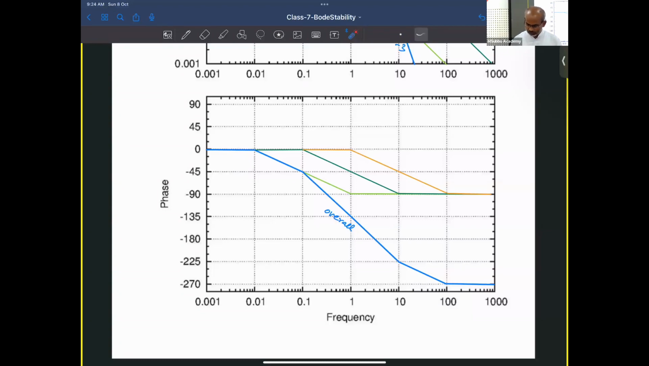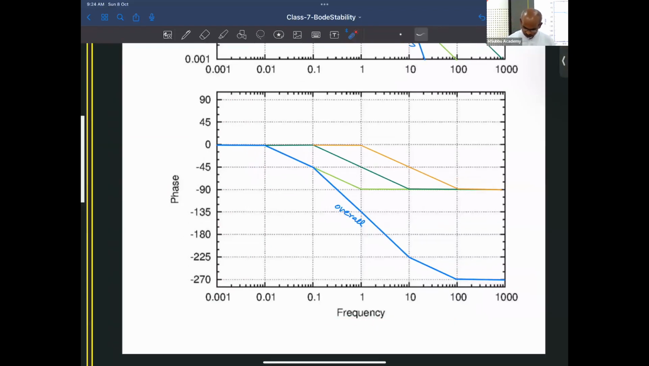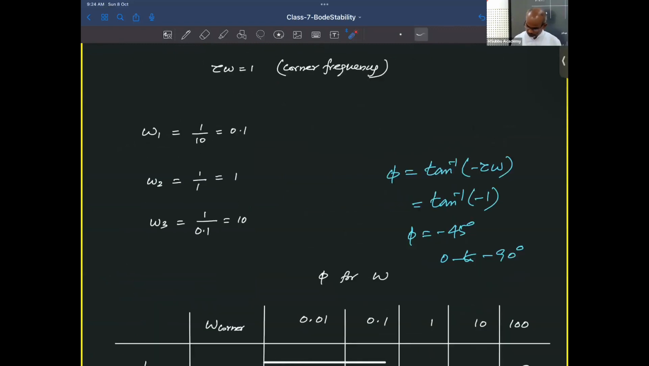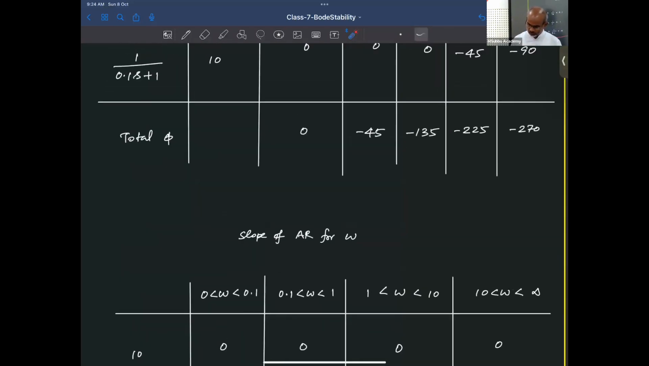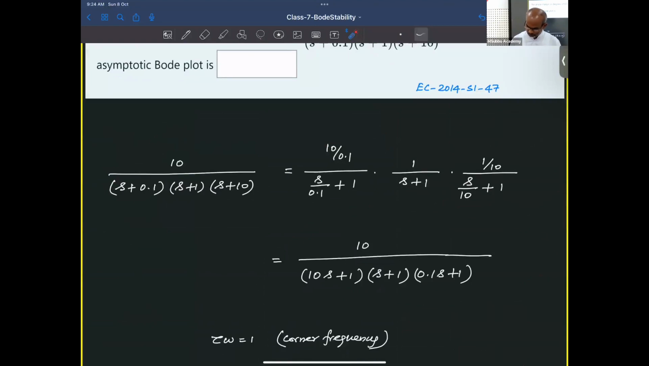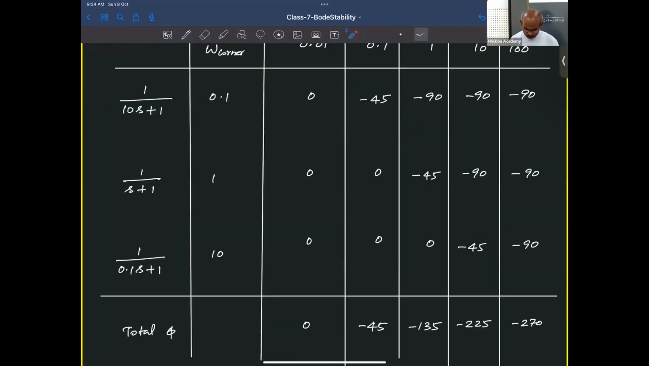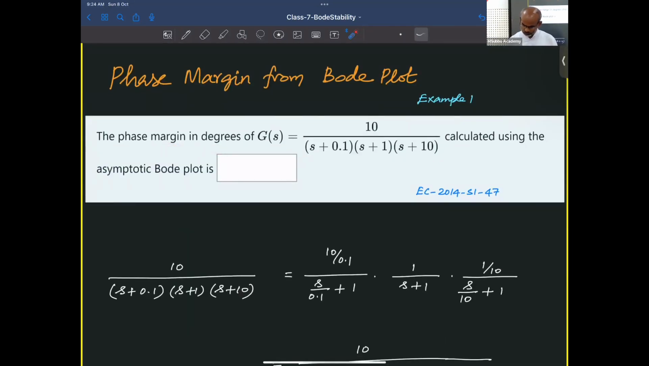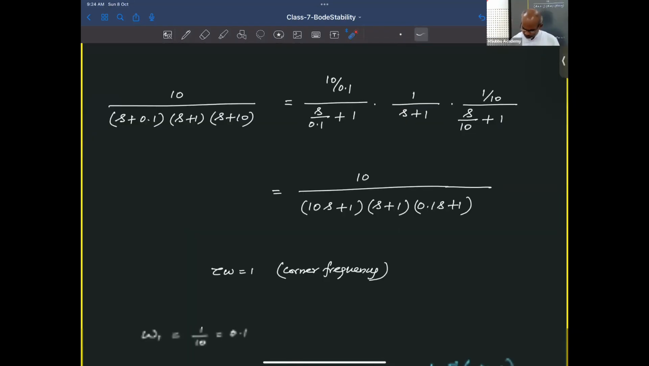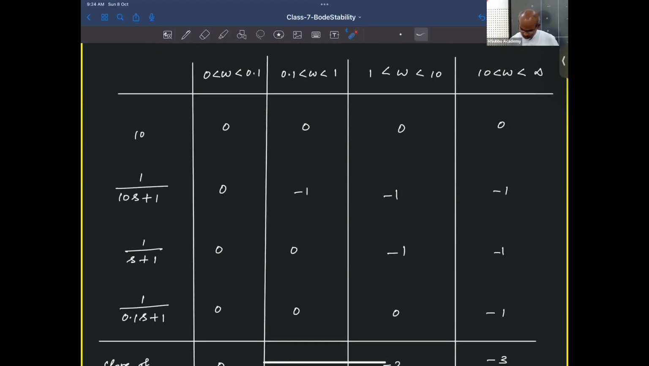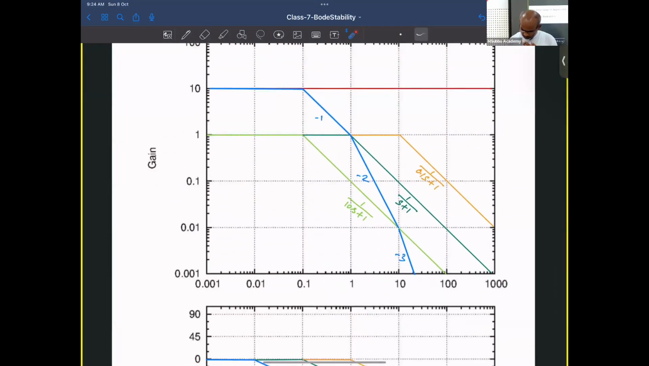So this phase plot you can simply draw using the slope. Of course, this axis is linear. Here we have the log scale for frequency. So we have constructed the phase plot from the given data for the given system. And what is the objective again? Let's not forget, we need to get the phase margin. What is meant by phase margin? We'll come to that.